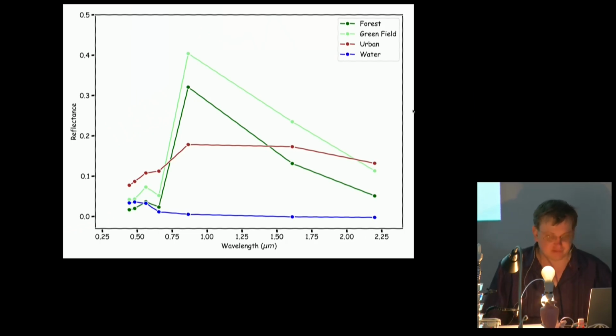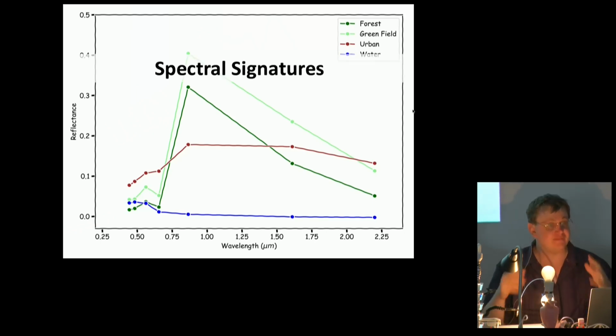And I was going to demonstrate water here, but I couldn't get enough depth of water to make it work here. But water has some reflectance in the blue, as you'd expect, and then really drops off to almost zero as soon as you get towards the infrared. Now, these patterns here are known as spectral signatures, the same sort of patterns that we see when we put things under the spectrometer here.